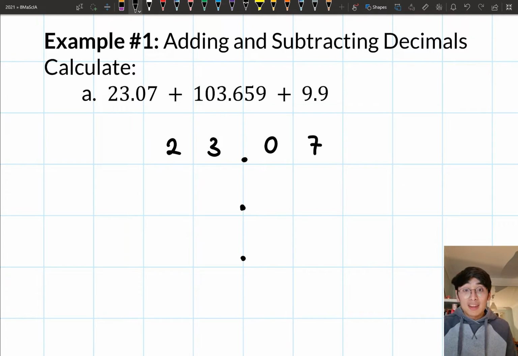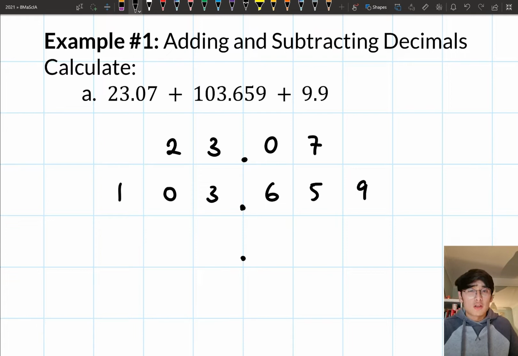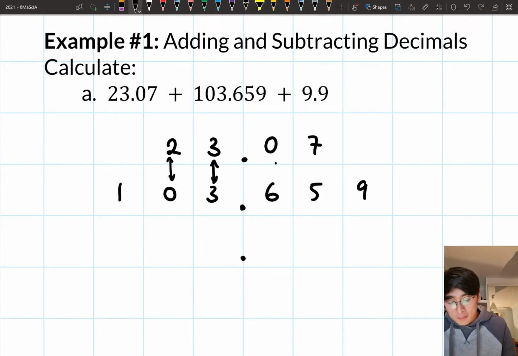103.659. Now the great thing here is I've got my grid book set up. If you're using a grid book, this is going to be perfect and quite nice for you. You can just put one number in each box and you can align it really easily. So here I'm going to write 103.659. If you don't have a grid book, you're just going to need to make sure that you align each of those digits correctly. So here, notice my tens match up, my units match up, my tenths match up, my hundredths match up, like so. Okay, and the last number that I have is 9.9. So let me just line them up.